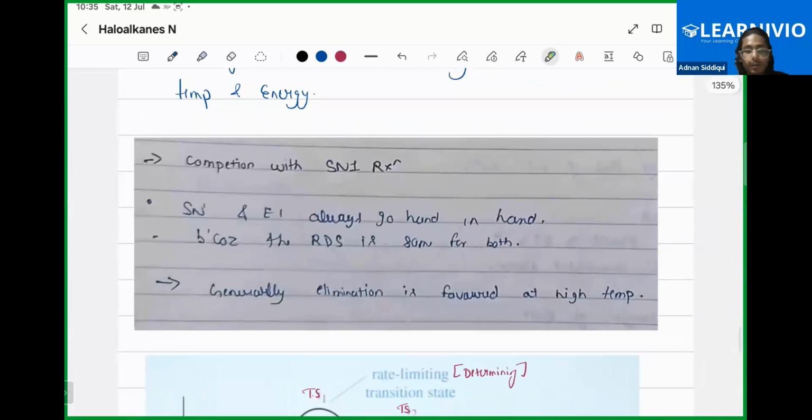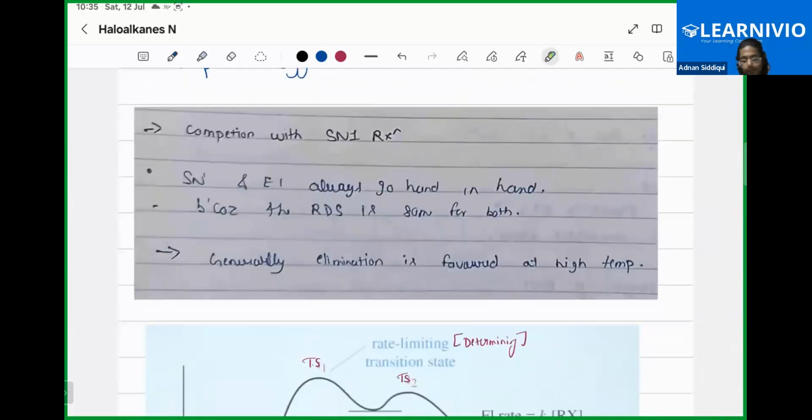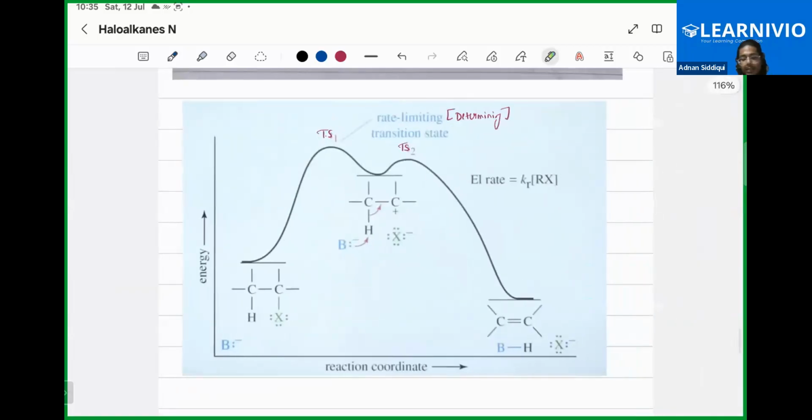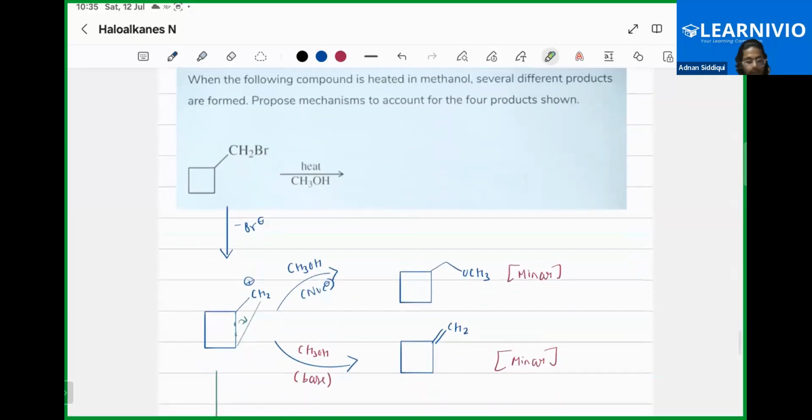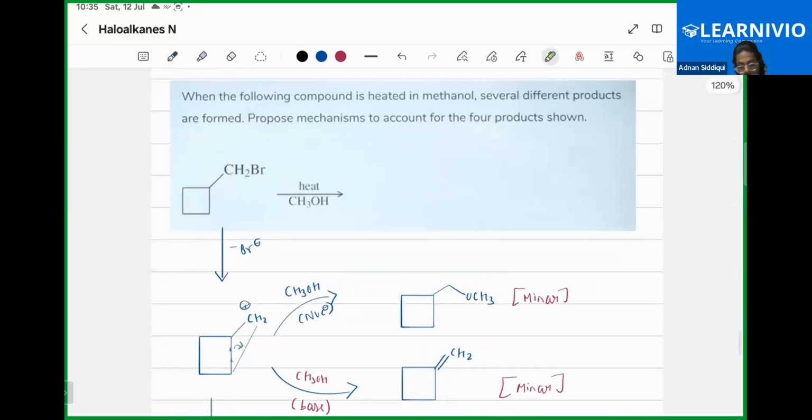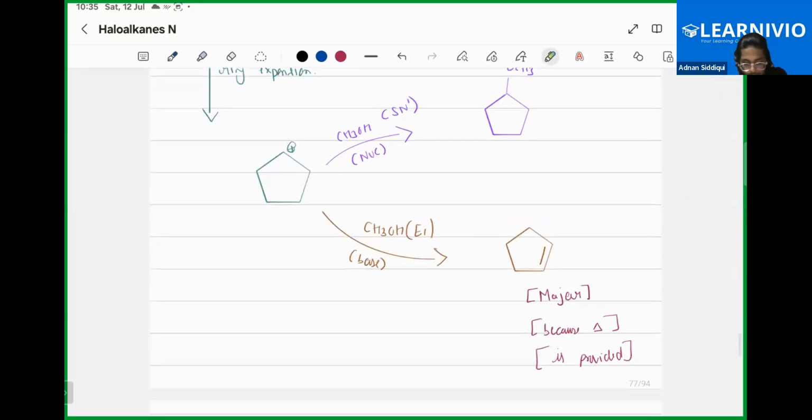Competition with SN1 reaction. SN1 and E1 always go hand in hand because the rate determining step is same for both. Generally, elimination is favored at high temperature. This is your energy profile diagram. It is same as your SN1, but the product you are getting here is alkene, right? This is a question which will help you to understand it better.